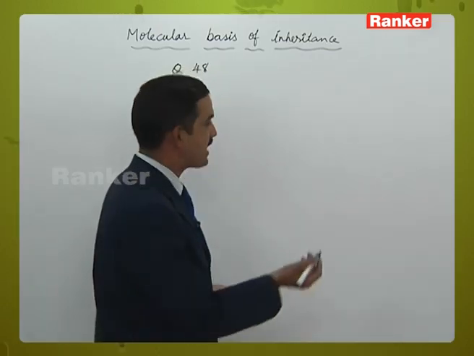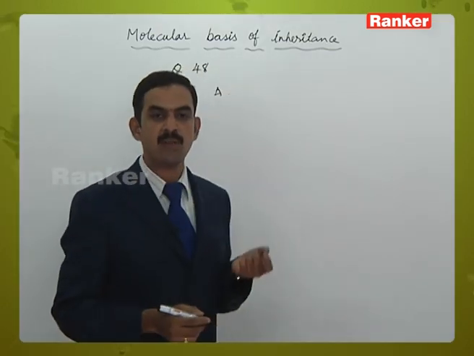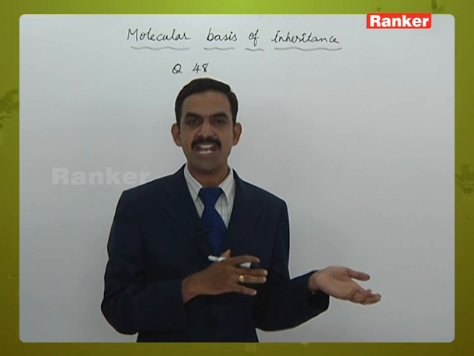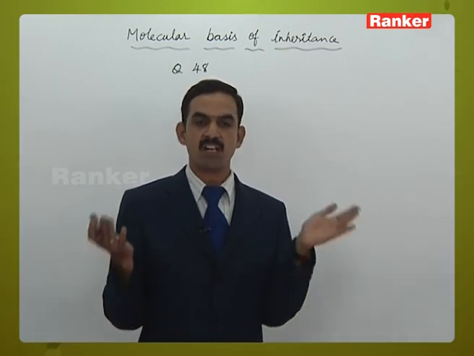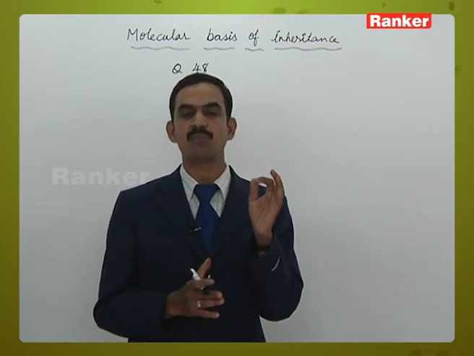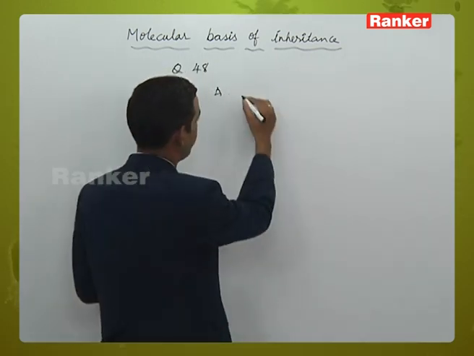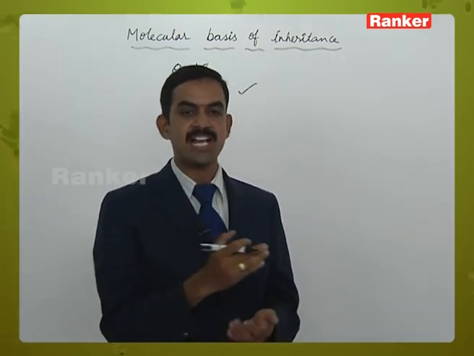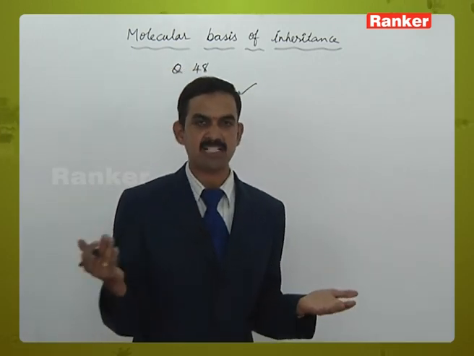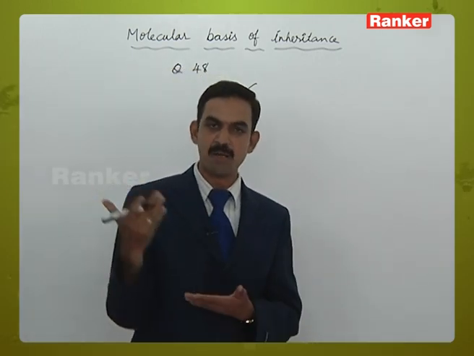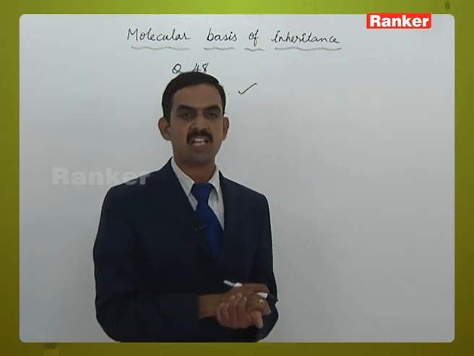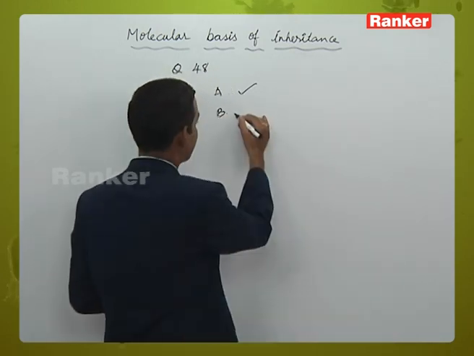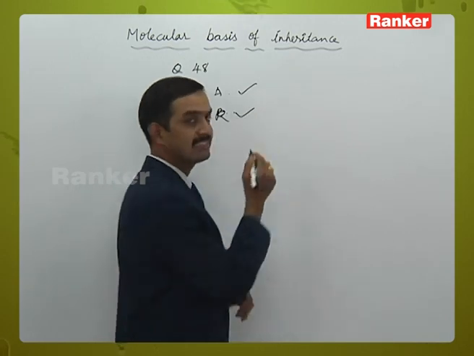So let us see the assertion statement, that is, the length of the DNA molecule is constant in a particular individual species. But if you take different species, the length will differ, while within a particular individual species the length of the DNA is constant. So this is correct. Then the length of the DNA depends upon the number of nucleotides present in it. If more nucleotides are there, the length will increase. If fewer are there, the length will be less. So the length of the DNA molecule is based on the number of nucleotides present in it. So the statement given in the reason is also correct.